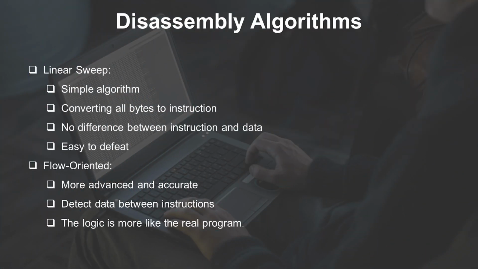So if you want to understand how anti-disassembly techniques work and how they are made, we need to understand how a disassembler engine works. Generally, there are two types of disassembler algorithm, linear and flow-oriented. The linear disassembly algorithm is the simplest and also the easiest to implement.